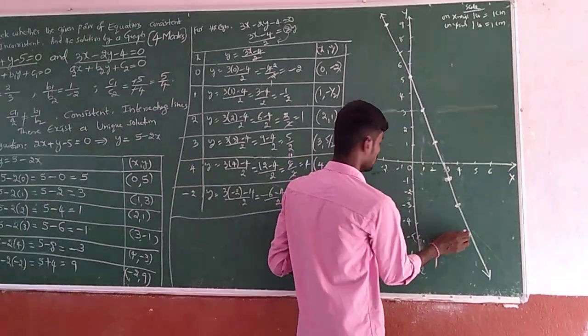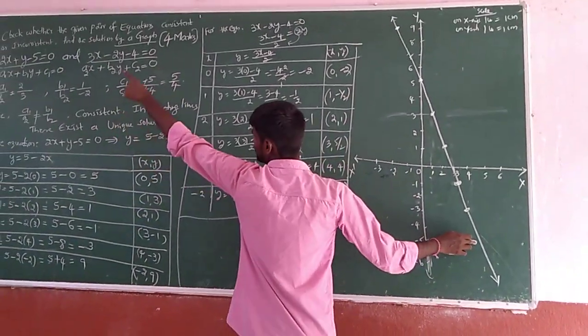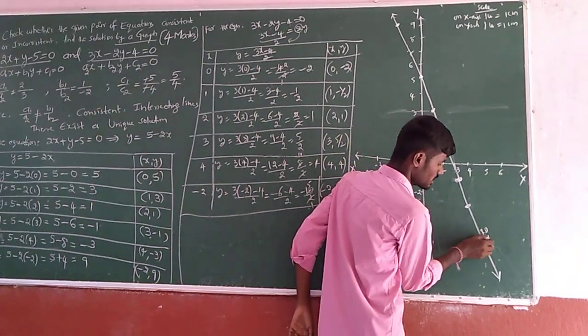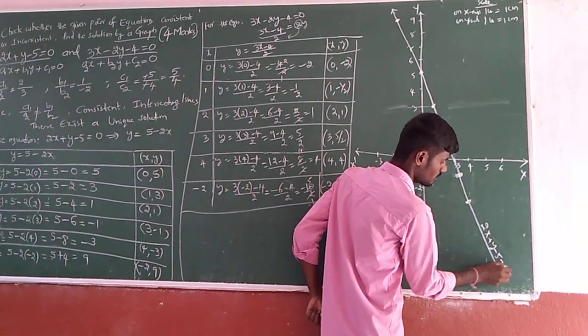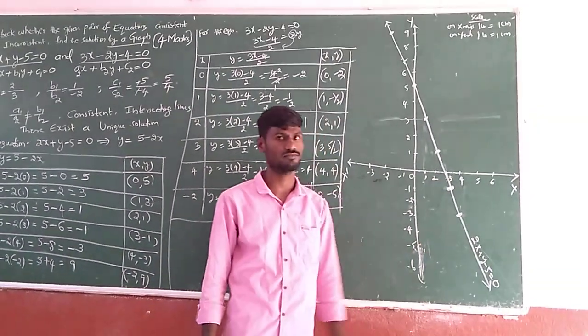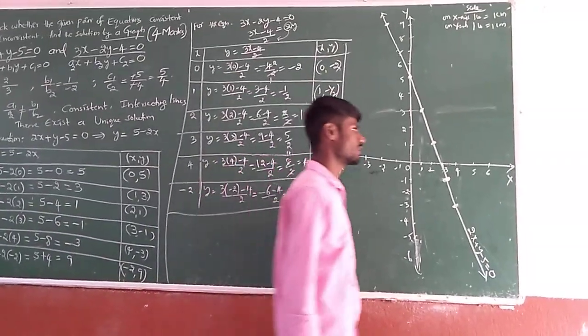Suppose here I am writing which one it is, the first one. What is the standard form given? 2x plus y minus 5 equal to 0. Then we can easily identify. Next, coming to the second table of values.